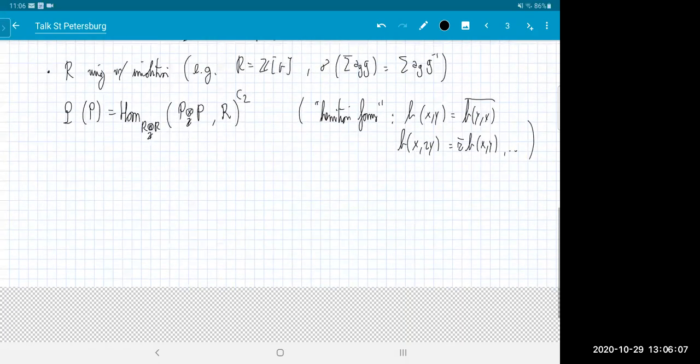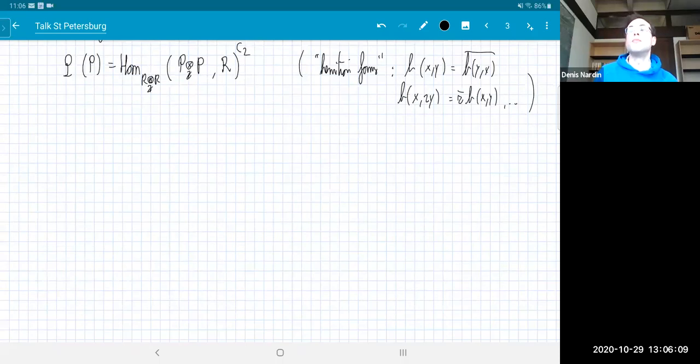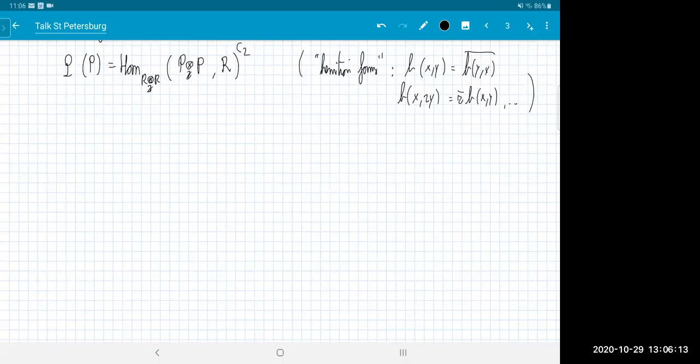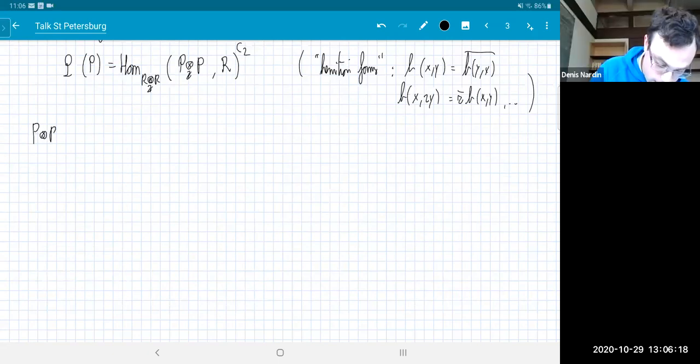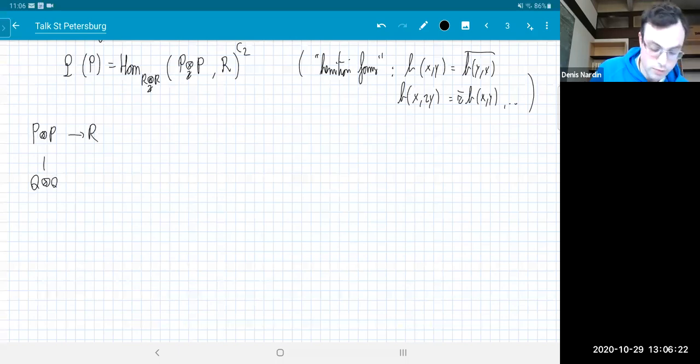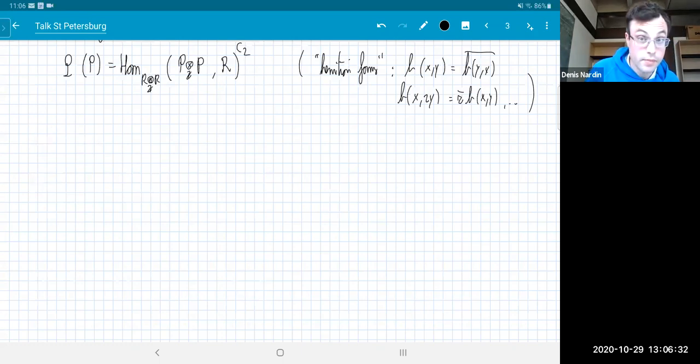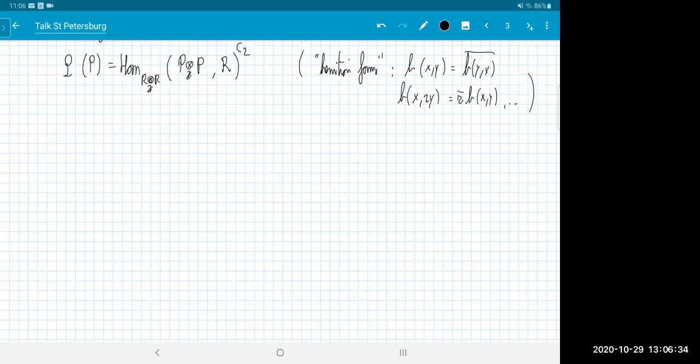Yeah, you pull back bilinear forms. I haven't explained what the functoriality is, but if I have a bilinear form like this, and I have a map from Q to P, you can always pull it back by precomposing. Okay. Is it clear? Yeah. Thank you. Okay. Perfect.